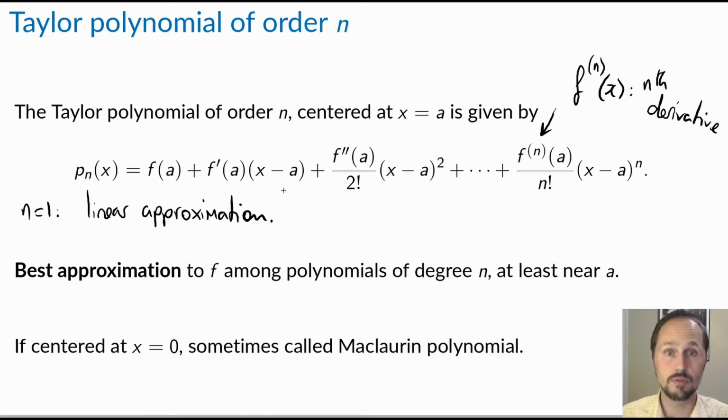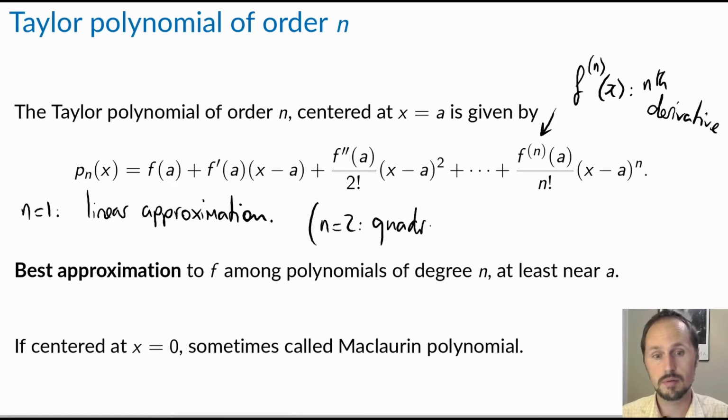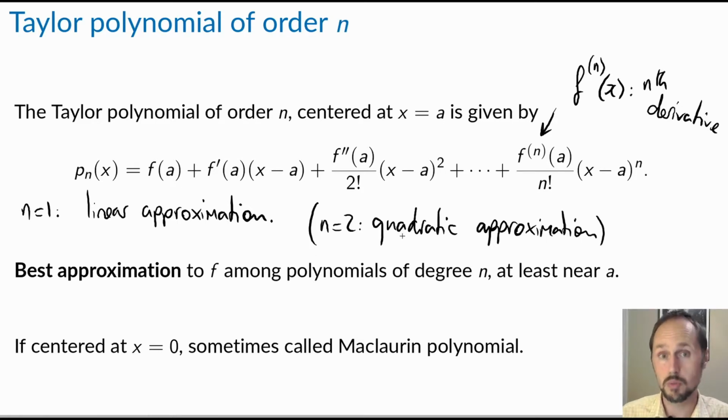And there's a special name for it in the case n equals 2. n equals 2 is called the quadratic approximation. In practice, those two are going to be the most important ones in most applications, though high-order Taylor polynomials do find use in many applications. But I would say that easily 3/4 of the applications of Taylor polynomials are actually using linear approximation, and then another good chunk of them are using the quadratic approximation.